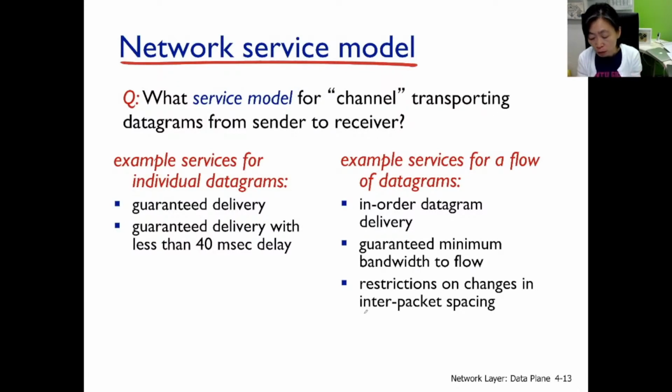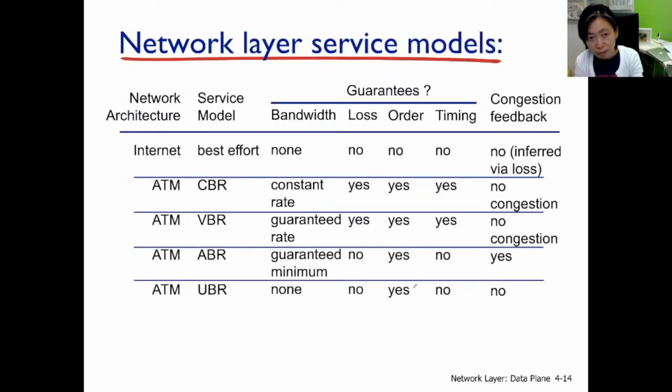But within each camp, you can probably define finer service models so that you provide different levels of service. For example, we could come up with services for individual datagrams, such as guaranteeing the delivery of a particular packet, guaranteeing the delivery of a particular packet within 40 milliseconds. We could also try to provide services guaranteeing the flow of a number of packets. So we ensure that these packets will arrive in order, or we guarantee a certain bandwidth, or we restrict the time differences in between these packets when they arrive. So again, service models can be finer or coarser. It's more like a spectrum.